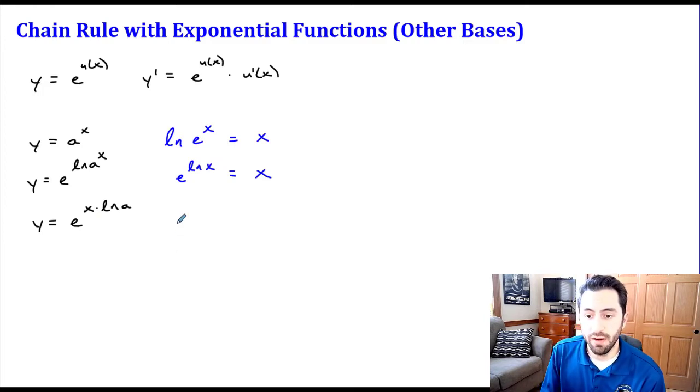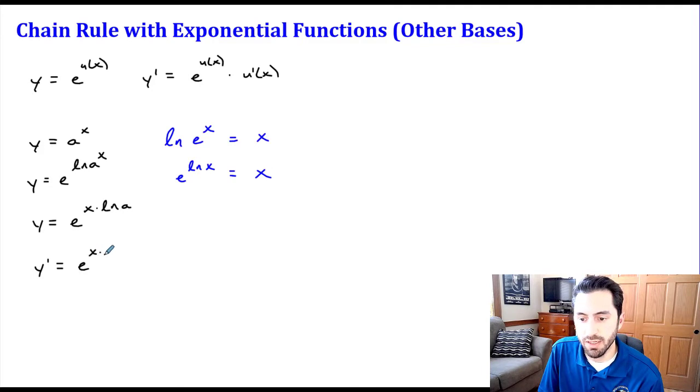From here, now I have something that's base e. So if I want to find the derivative of this, it's going to be my original exponential, so this just gets repeated. And then we're going to multiply this by the derivative of the exponent. The natural log of a, remember a is just a constant. So we have a constant times x. The derivative of this is just that constant. So it's just the natural log of a.